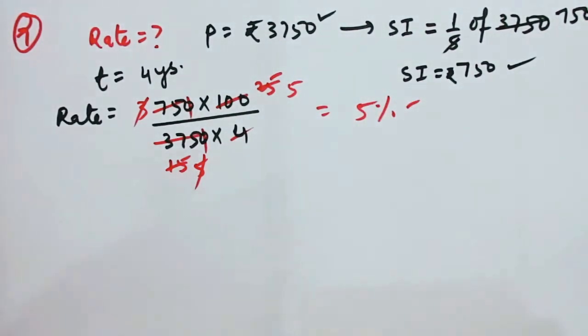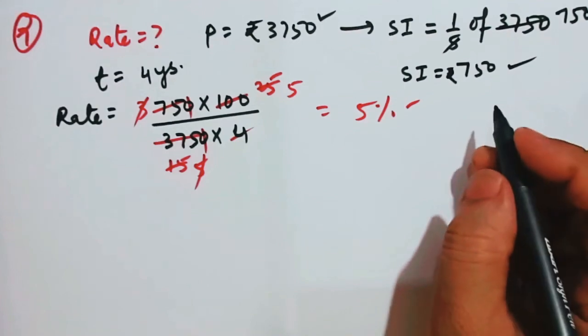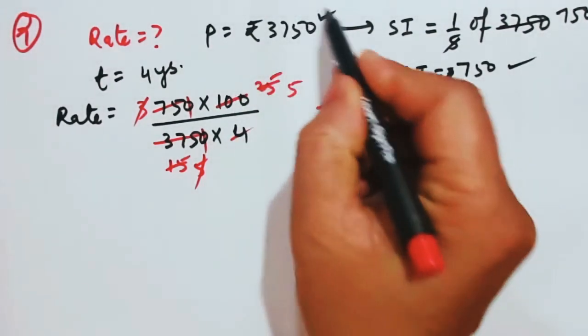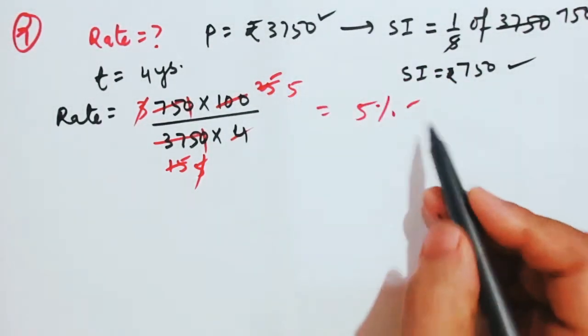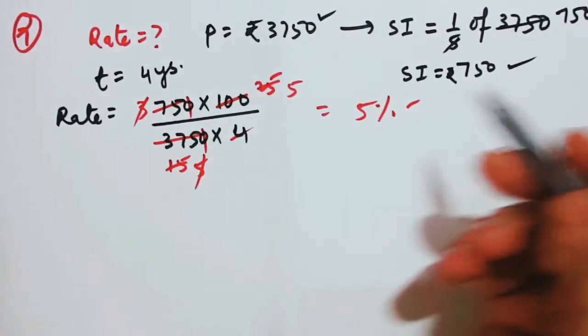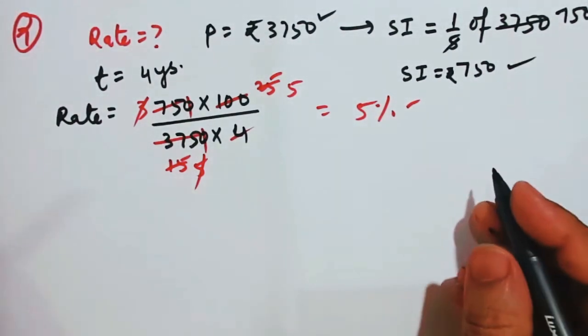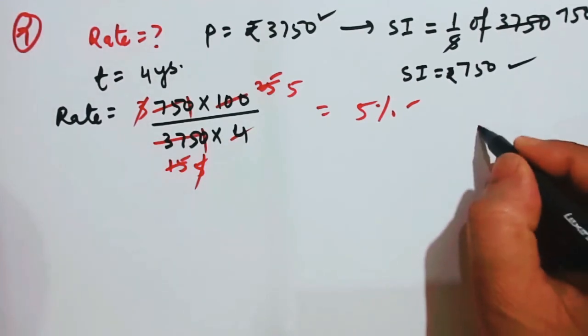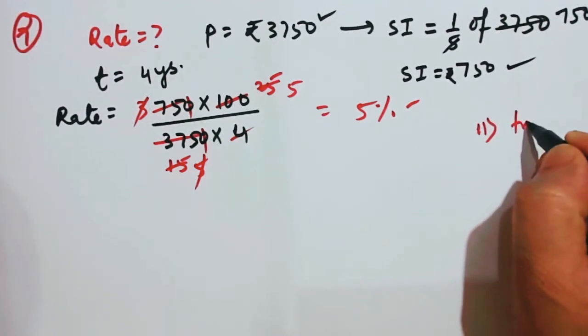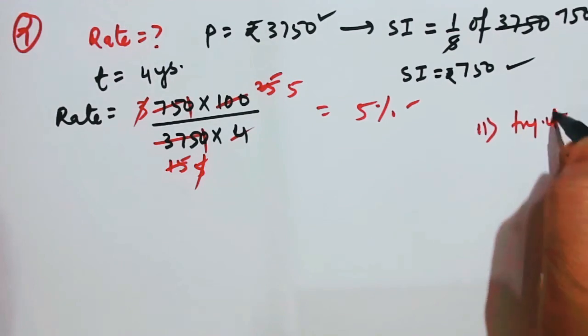Okay. Now in the second part they have given you that this 3750 at rate 5%, and they have increased the time to 15 years. Well, now you find the amount. So you try it yourself. The second part should be try it yourself.